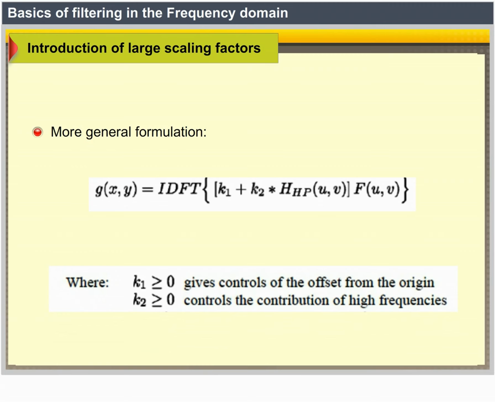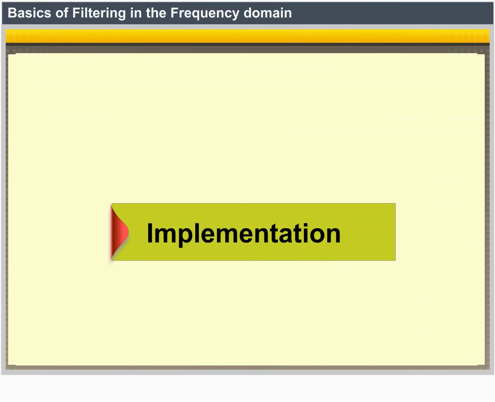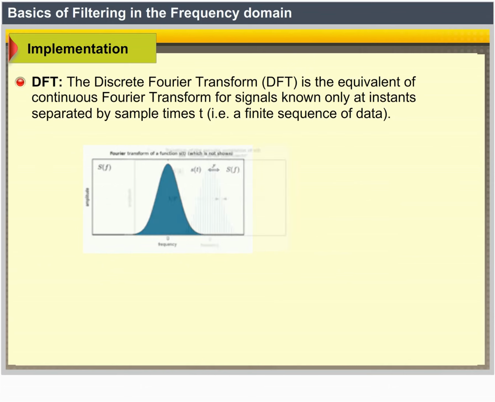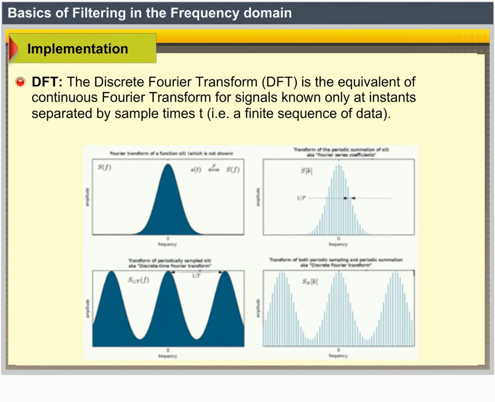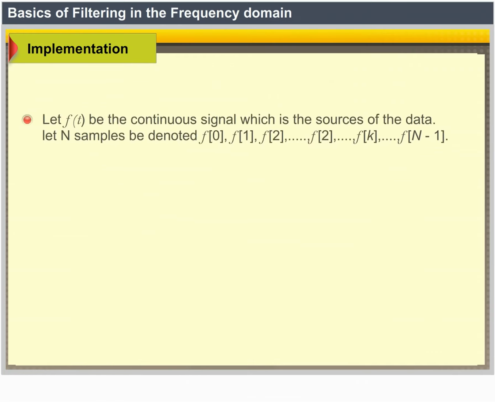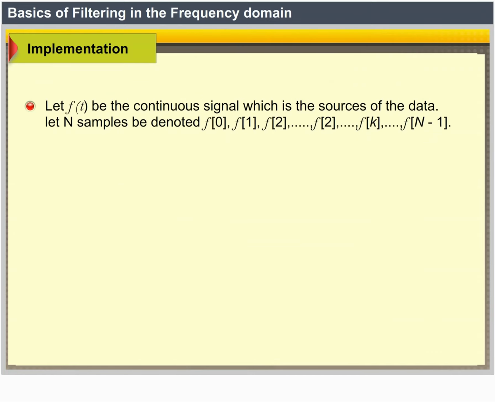Implementation. DFT. The discrete Fourier transform, DFT, is the equivalent of the continuous Fourier transform for signals known only at instants separated by sample times T, that is, a finite sequence of data. Let f of t be the continuous signal which is the source of the data. Let N samples be denoted as f0, f1, f2, and so on, fk, and so on, up to fN-1. The Fourier transform of the original signal, f of t, would be as shown on screen.